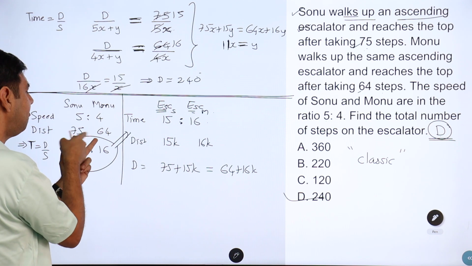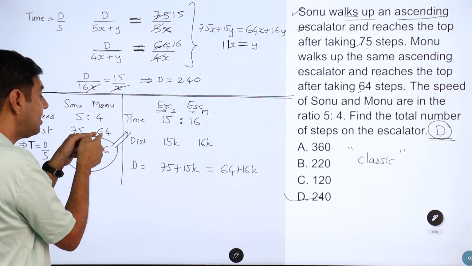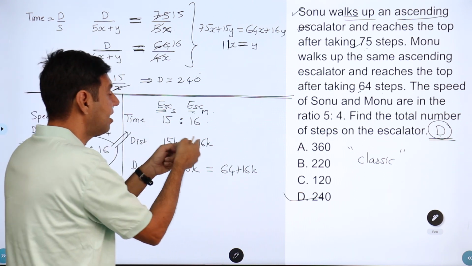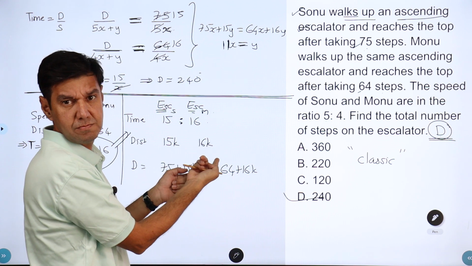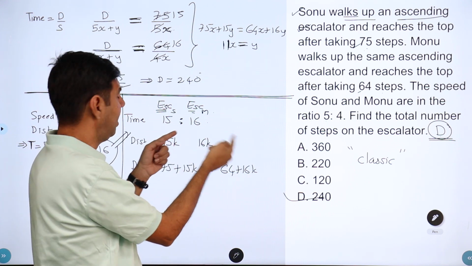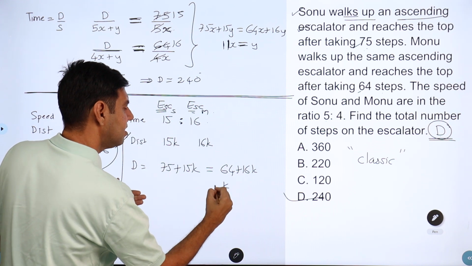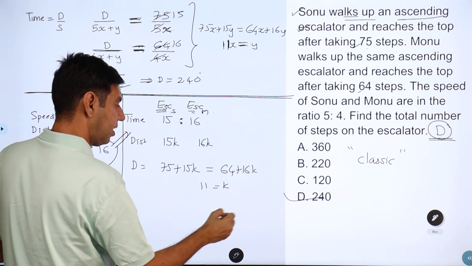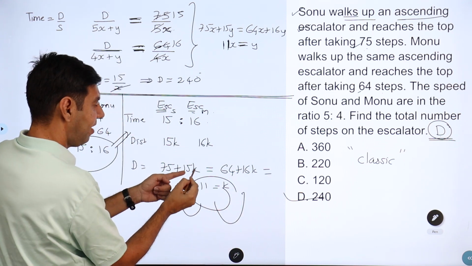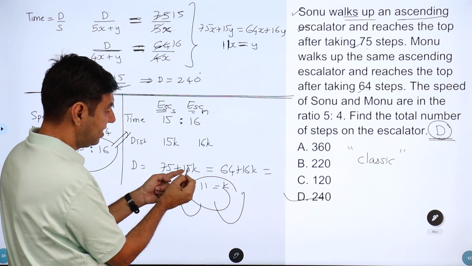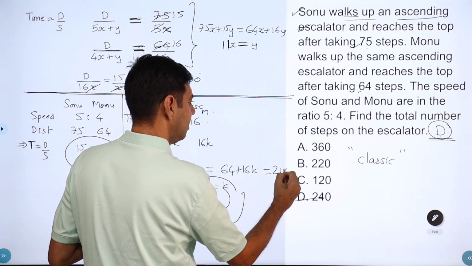Yeah, you could even do this in ratios, but it tends to get a little dicey. All we are saying is the difference of steps here, 11, will be the difference of steps here. Here he has taken 11 less, here the escalator will take 11 more. You could even have done it directly that way. So k is 11, and 11 into this. If you leave this, you get k is equal to 11. Now take k as 11 and plug it either here or here, and 11 times 15 is 165, plus 75 is 240, which is the answer.